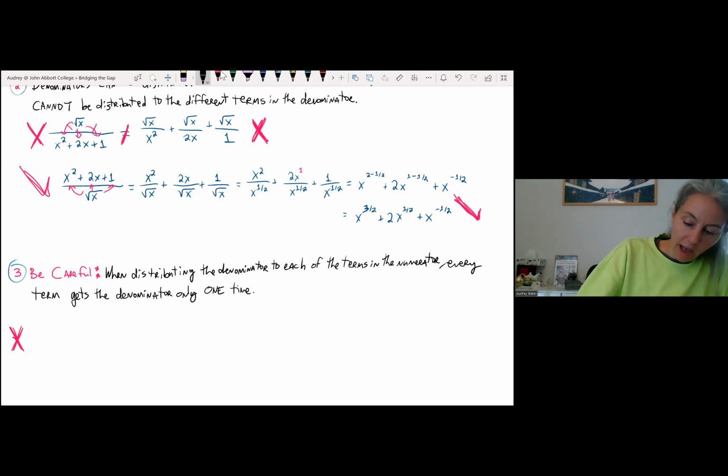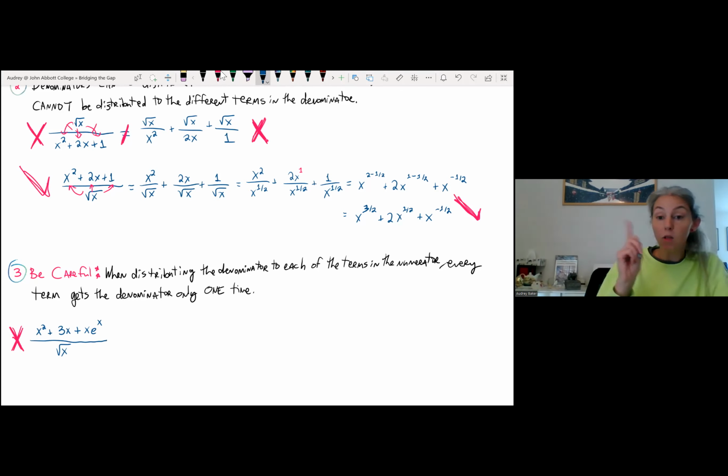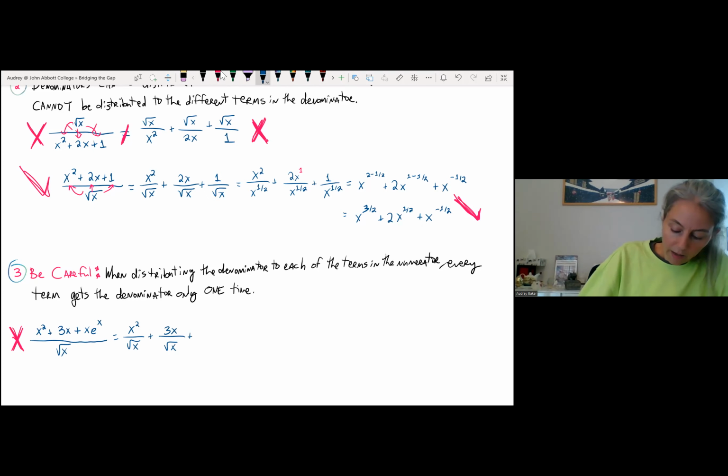Let's say I have x squared plus 3x plus x e to the x, all over the square root of x. You might be tempted to say, oh hey, I've got that one term in the denominator, I can distribute it to the different things in the numerator. And I can say x squared over the square root of x plus 3x over the square root of x plus, can I then distribute this to both the x and the e to the x? So x over the square root of x, e to the x over the square root of x?